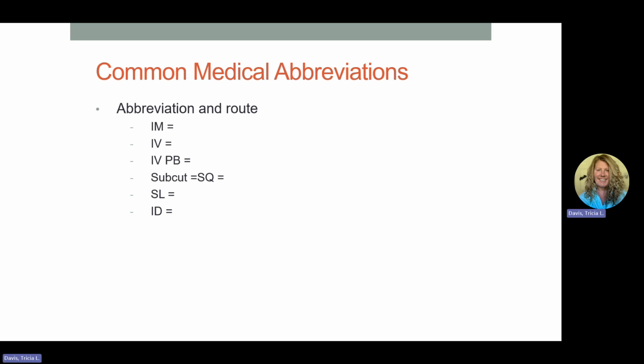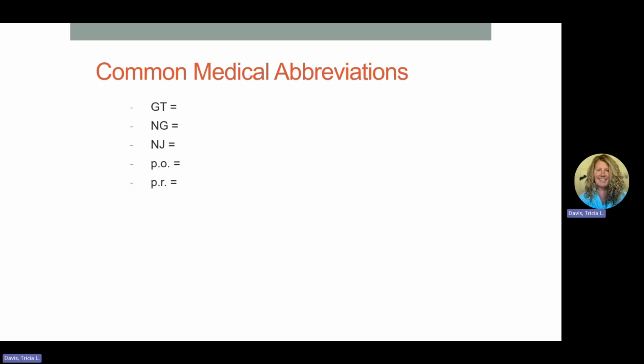So some of our common medical abbreviations, and you definitely need to know these for your exam. So IM is going to be intramuscular, IV is going to be intravenous, IVPB is going to be IV piggyback, which is a smaller bag of medication that is our secondary bag. We have sub-Q, which is our subcutaneous. We have SL, which is sublingual, and ID, which is intradermal.